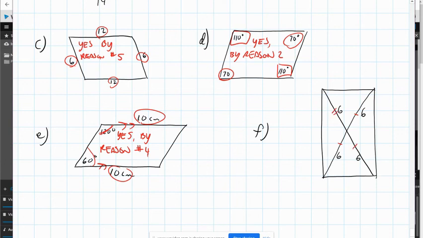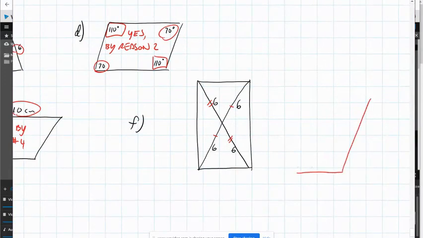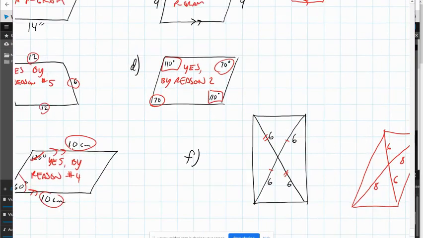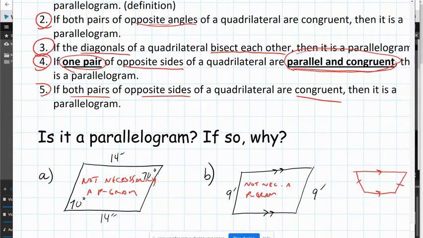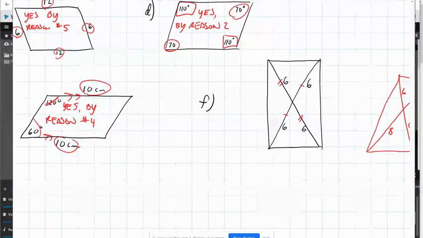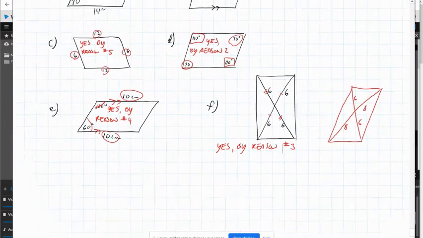that length and that length are the same. They're all the same in this case, but they don't have to be. Even if I gave you a diagram like this, and I said this was 8 and 8 and 6 and 6, that would still be a parallelogram because the diagonals bisect each other. And so that is reason number 3. If the diagonals bisect each other, then it's a parallelogram. So we'll say yes, by reason number 3.